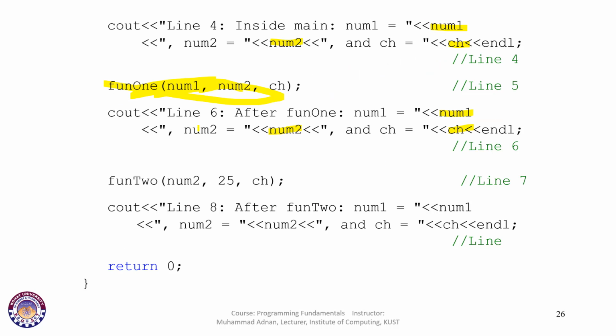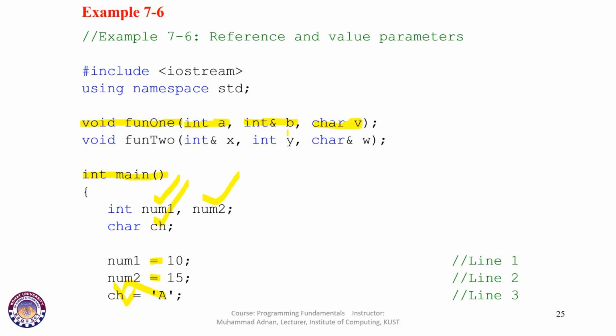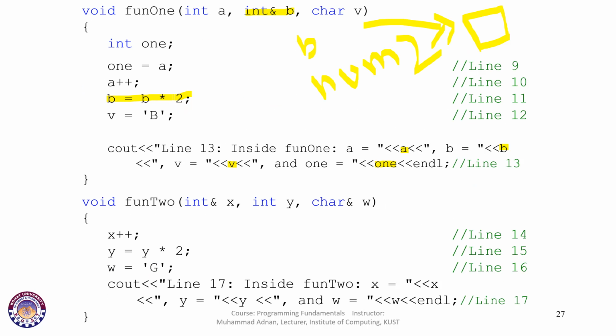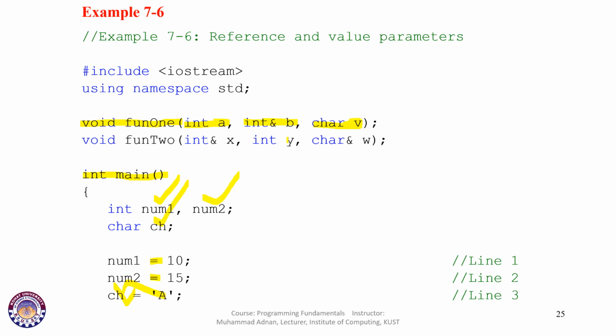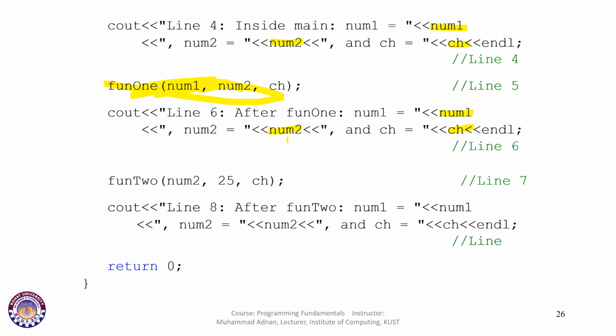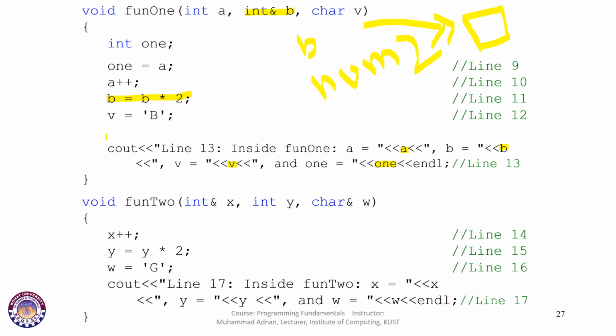Here if we see, whatever changes are made to num1 and ch will not be reflected, whereas the changes made to num2 by this function 1 will be reflected over here. So we are multiplying b with 2, so that change will also be reflected in num2. So num2 also gets multiplied by 2. So the value inside num2, which is 15, gets multiplied by 2, because here we have the address. So changes are directly reflected in the main function.